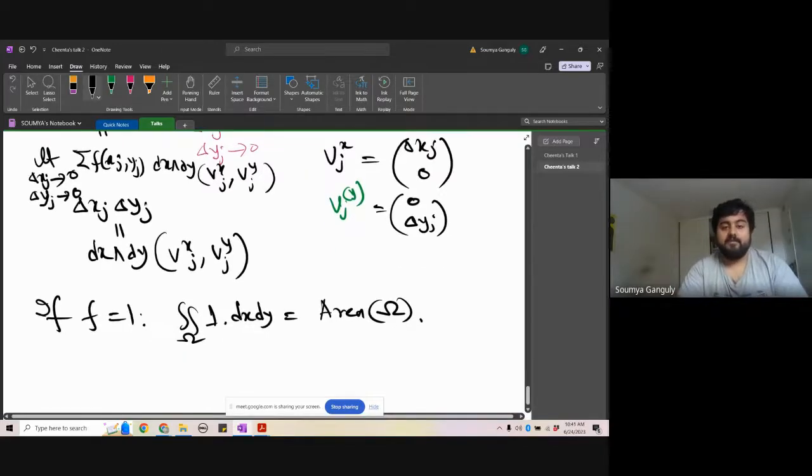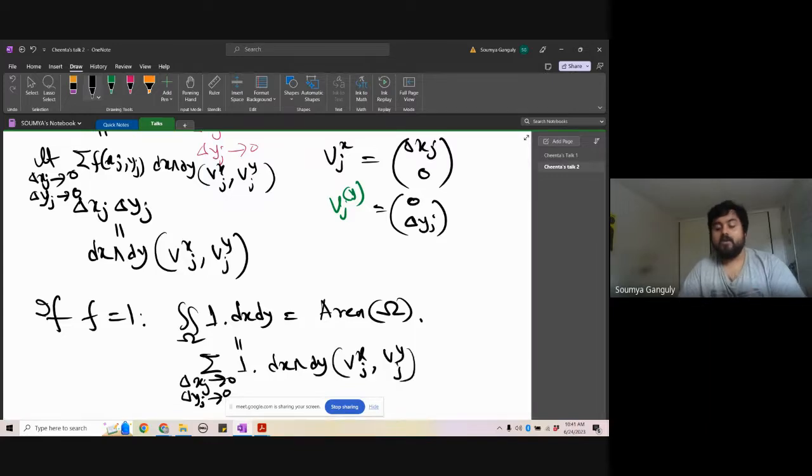So then if you put x equal to 1, which means delta xj goes to 0, delta yj goes to 0, 1 times dx wedge dy of vxj vyj. So now the area of omega can be thought of as a sum over these actions of differential forms on two vectors, in a Riemann sum kind of way. So now area can be thought of as an integral or summation of a two form.